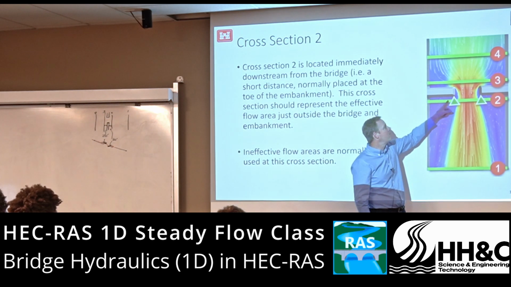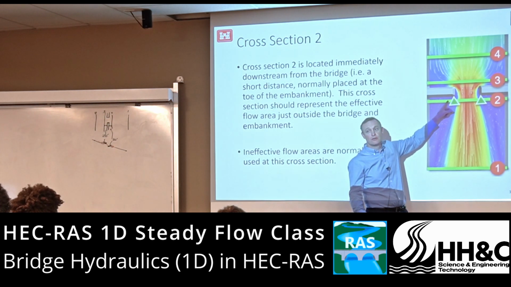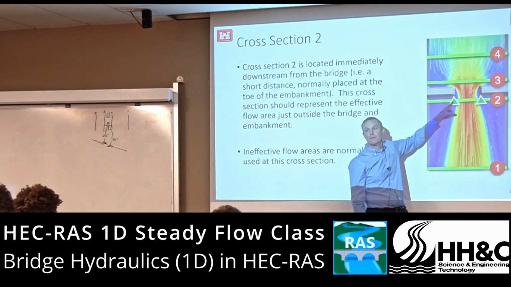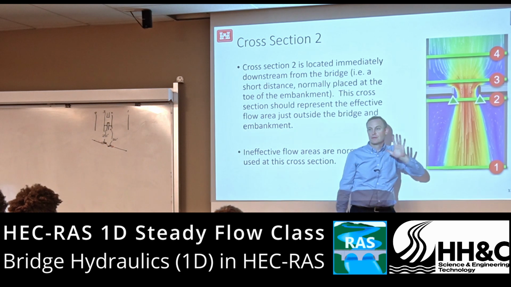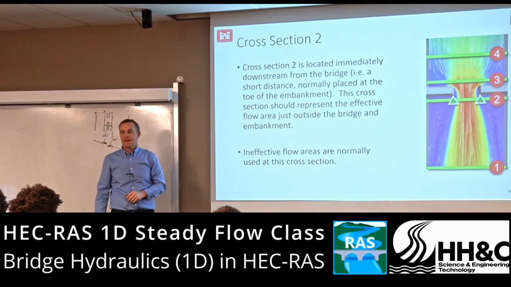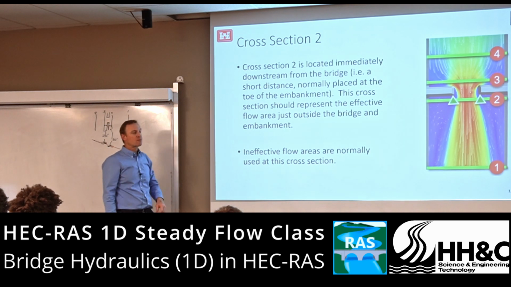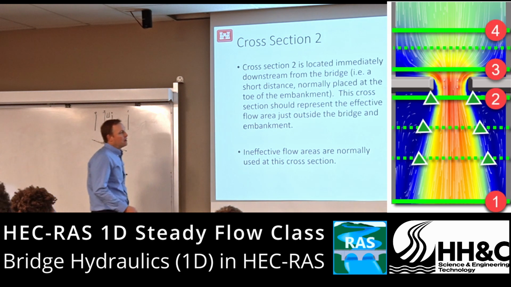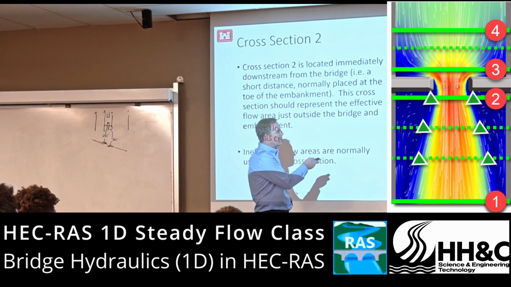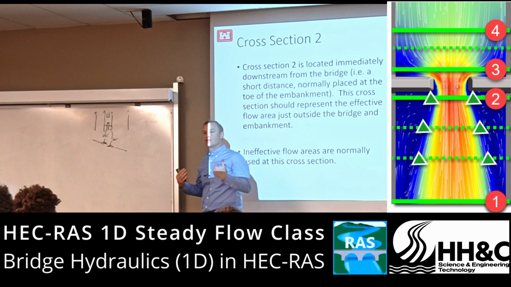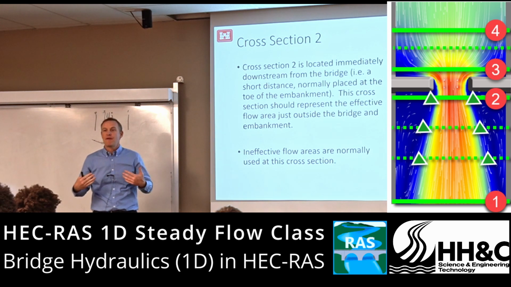Okay, so if my expansion ratio is 2:1 and I'm 10 feet downstream, how far from the opening should these be set back? 5 feet. Okay? And then if we have additional cross sections downstream, we're gonna want to set those ineffective flow areas. Okay, again, trying to visualize what the water is doing as it's coming out, how fast it's going to expand.